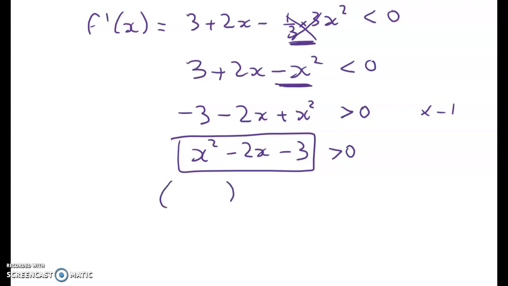But here, this is where we get to. We get x times x. We want 2 numbers that times to give me -3, so -3, and they have to have a gap of 2. So we've got this.